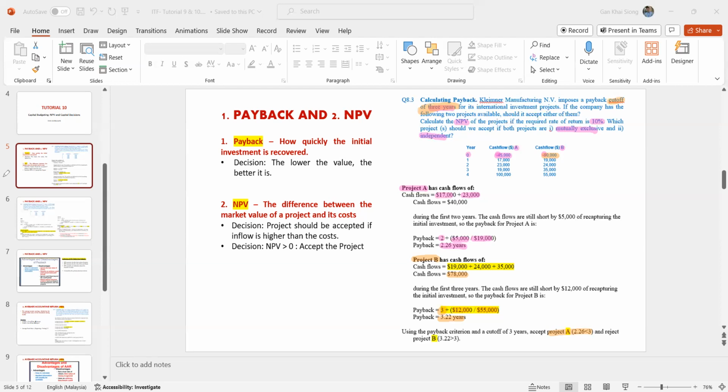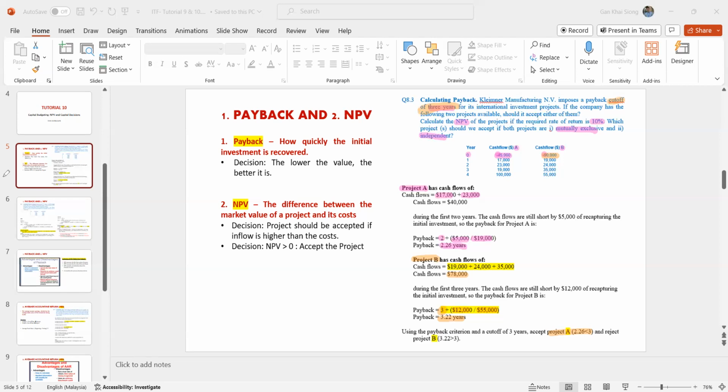Now let's move on to the next question, which is on NPV. Now, of course, there will be some limitations in terms of using this payback period. For example, payback period only focuses on how fast you can recoup the investment cost. It looks into how short the period you use in order to recoup back the investment.